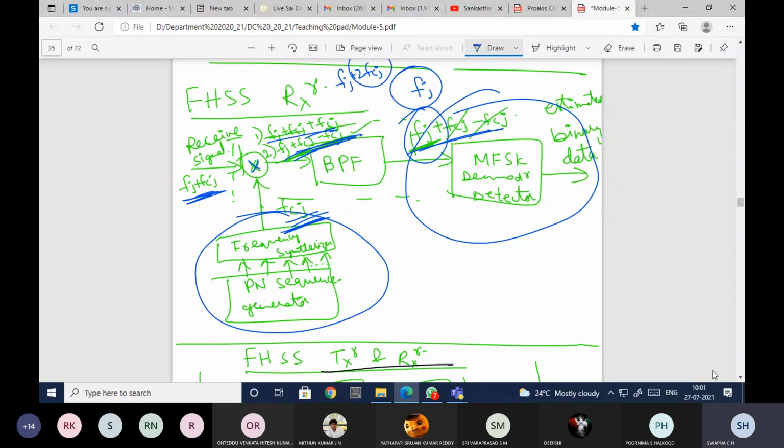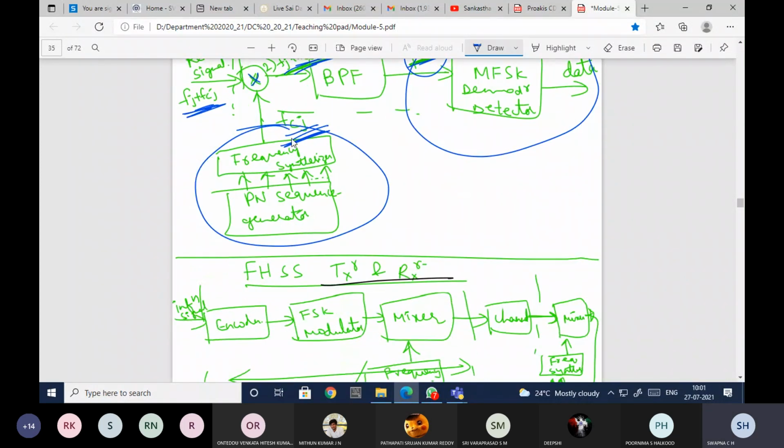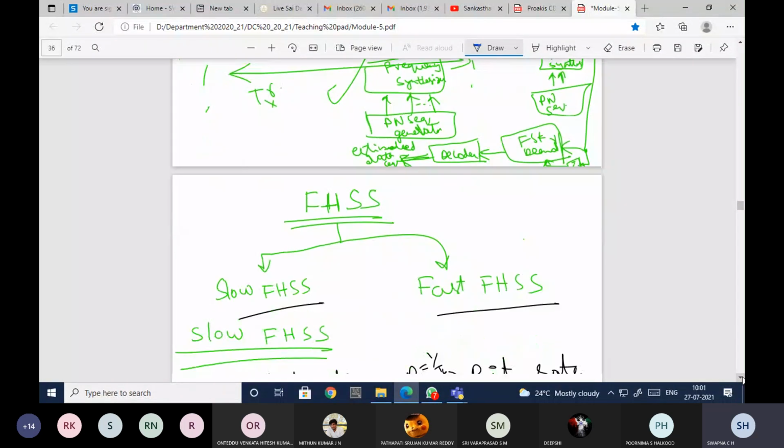Okay, so here I'm using an additional carrier which is coming from the PN sequence through the frequency synthesizer. Using this, I am spreading the sequence. So this FH is frequency hop spread spectrum.